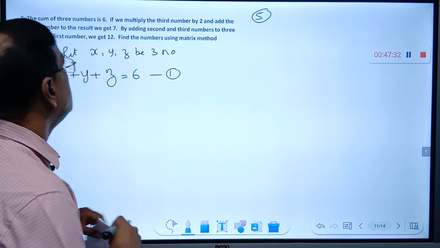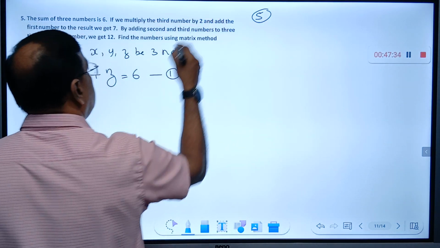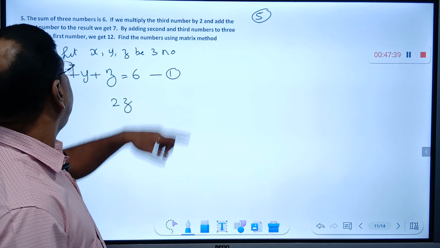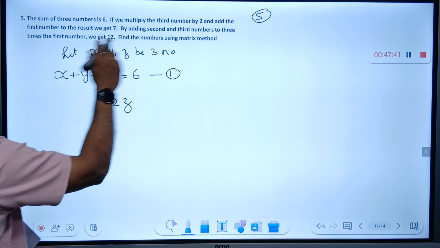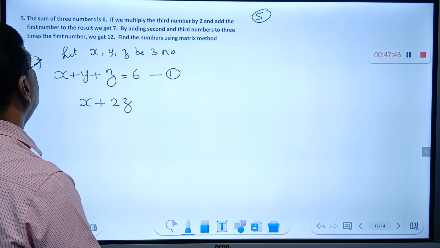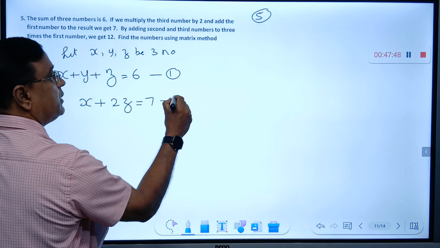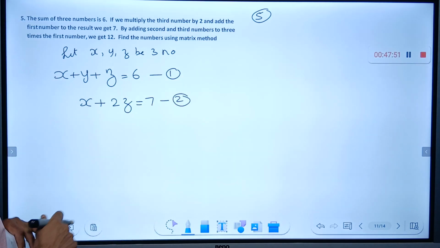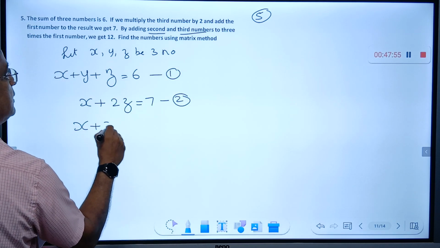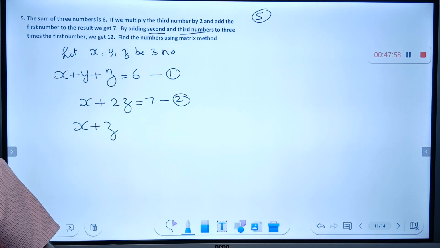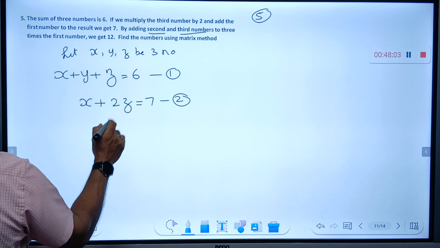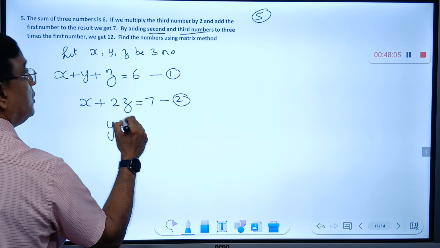Now what's the second equation? If we multiply the third number by 2 and add it with the first number, the result is 7. So that is the second equation. What's the third one? By adding the second and the third number, to what? 3 times the first number. By adding the second and the third number to what?